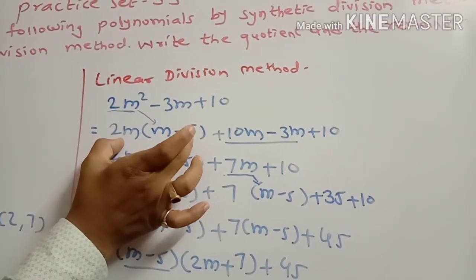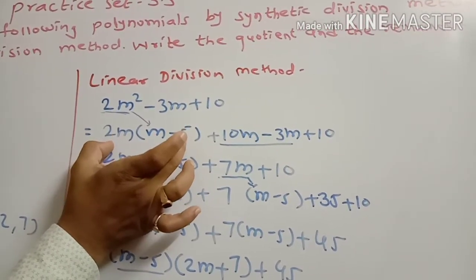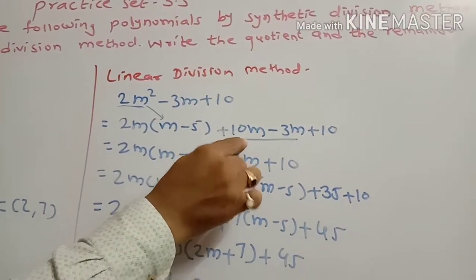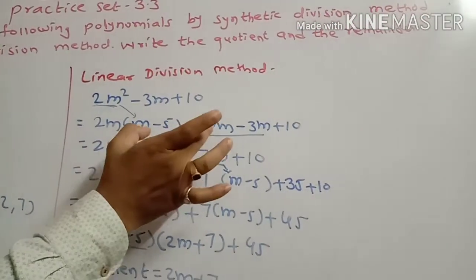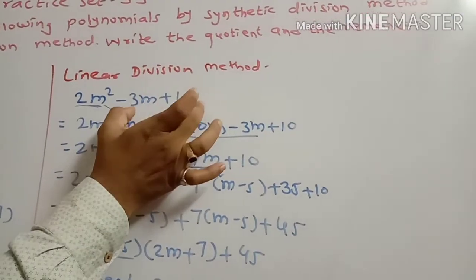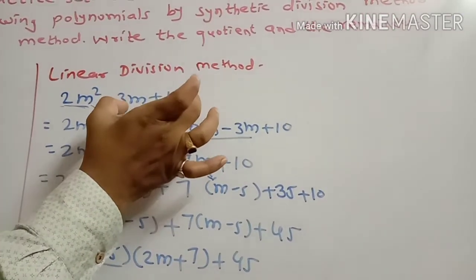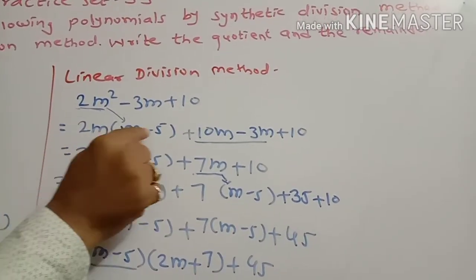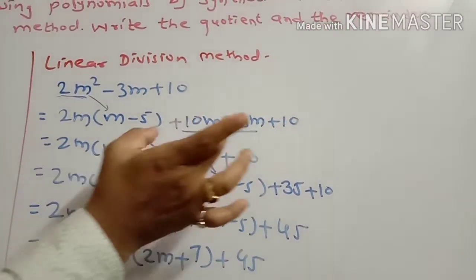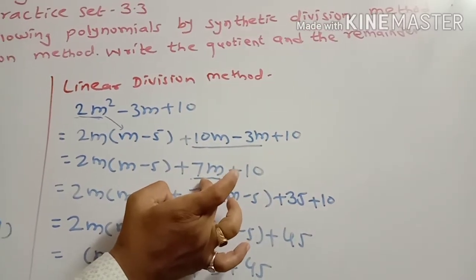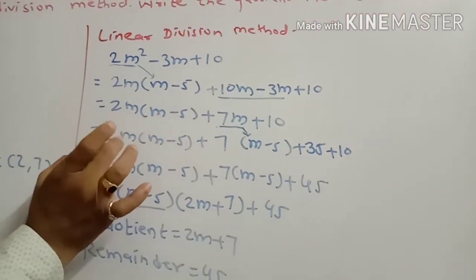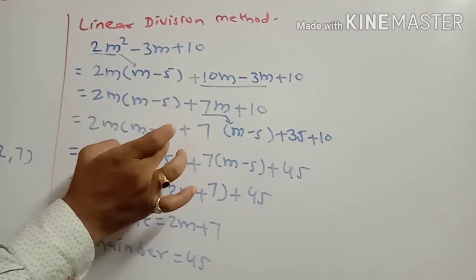Now this 2m into minus 5 is minus 10m, and then write the opposite of this minus 10m, that is 10m, to cancel it. Now 10m, then write the remaining terms of the given polynomial, that is minus 3m plus 10. 2m into bracket m minus 5 as it is. Now 10m minus 3m is 7m plus 10. The first term is as it is, 2m into bracket m minus 5.